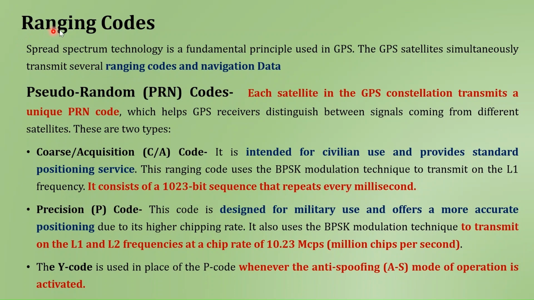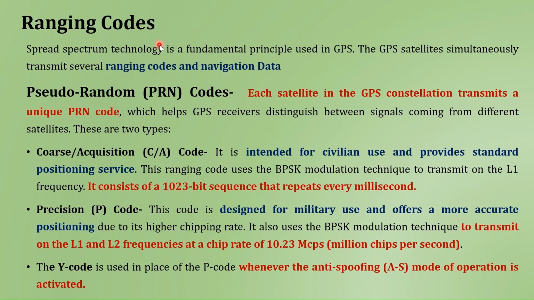Now, as we have understood the concept of spread spectrum, CDMA, chipping rate and binary phase shift keying, let us continue with the signal component part. The spread spectrum technology is the fundamental principle used in GPS, and with the help of the carrier wave, the GPS satellites continuously transmit two types of data. First is the ranging code and the second is the navigation data.